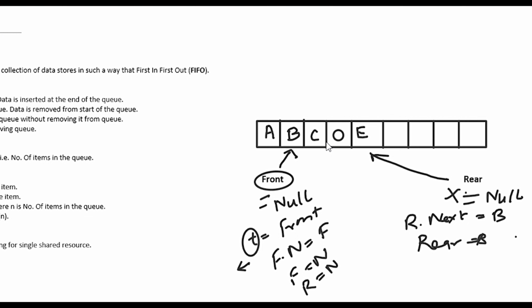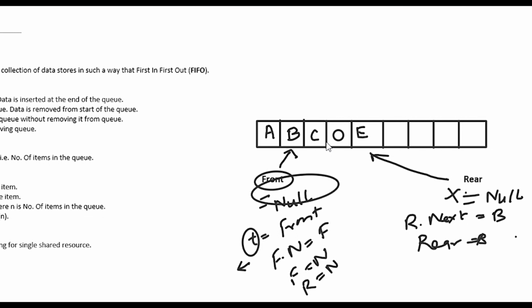Now let's go to peek. So when we do a peek, say we have this element b at the front, and we have to check if there is any element or not. So first of all we check that front is not equal to null.